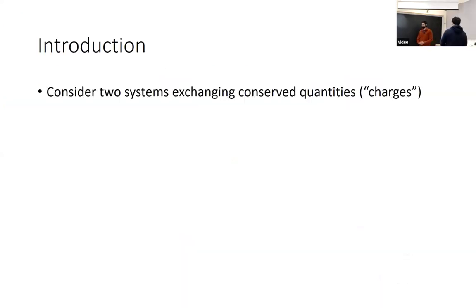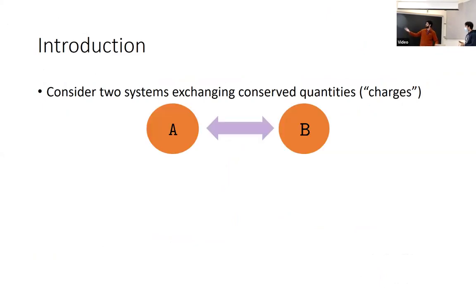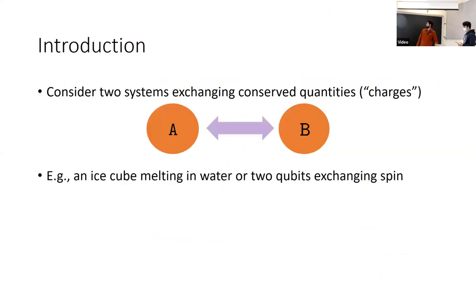The setup we consider is something very ubiquitous across physics: two systems that are exchanging some quantity that's conserved in total, but can be exchanged between the two systems. In analogy with electric charge, we call these quantities charges. So our systems A and B exchange some quantity. It can be, for example, energy, like an ice cube melting in water. It could also be the particles of water that are being exchanged as the ice cube melts.